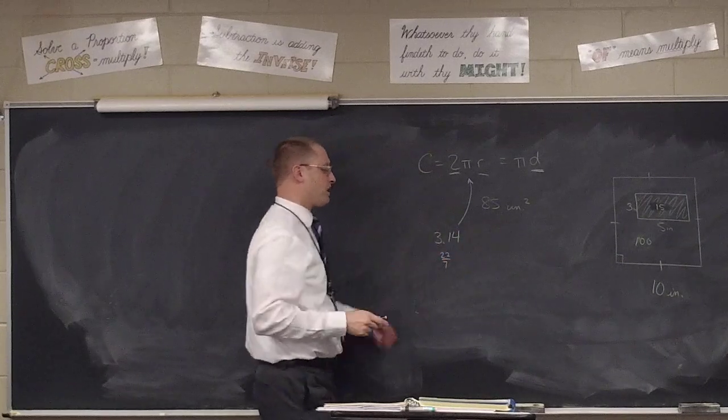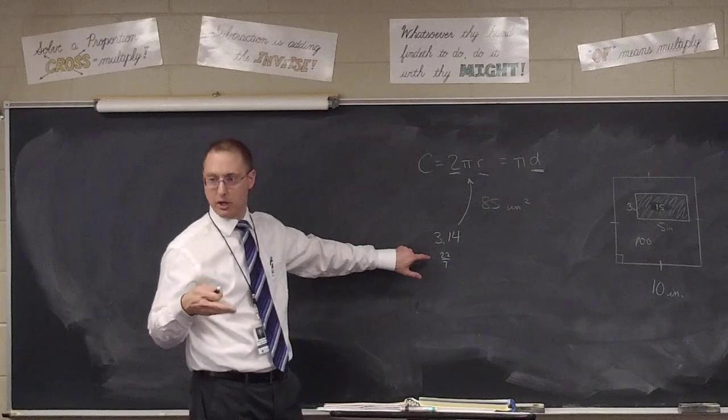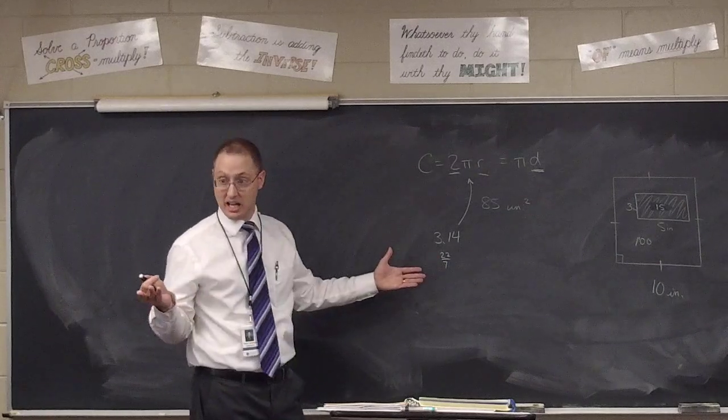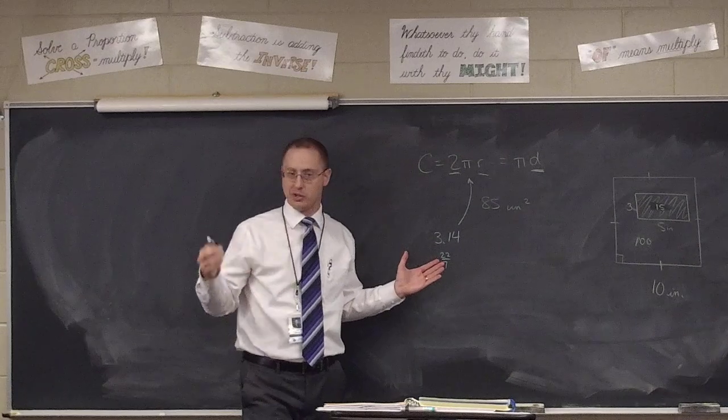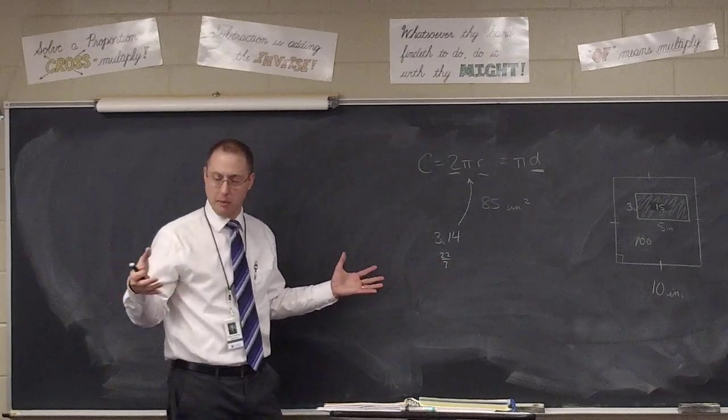Right, and we really only want to use this if we've got some number in the problem, like a radius or diameter that has a 7 in it, like a 7, 14, 21, 28, 35, 42, 49, or so forth, right? A multiple of 7.